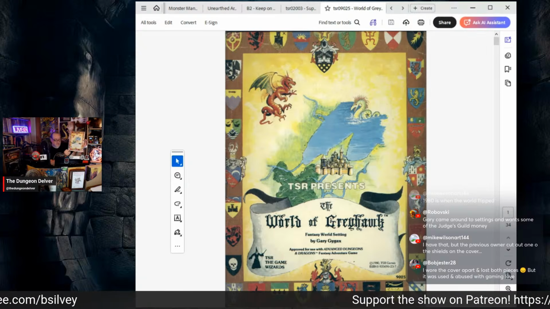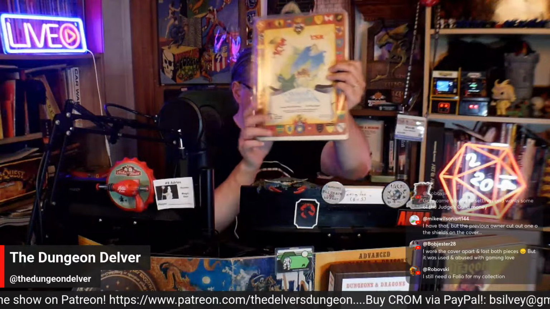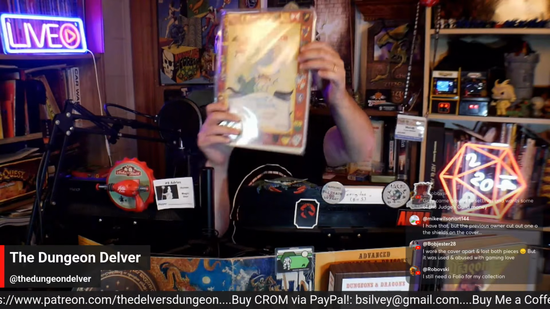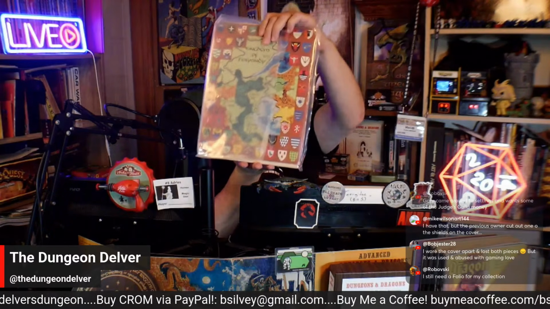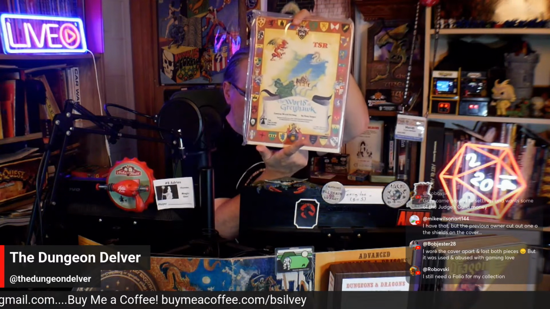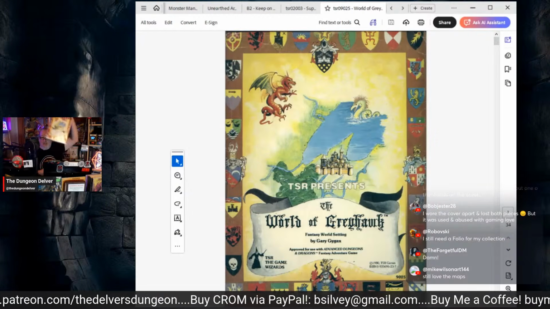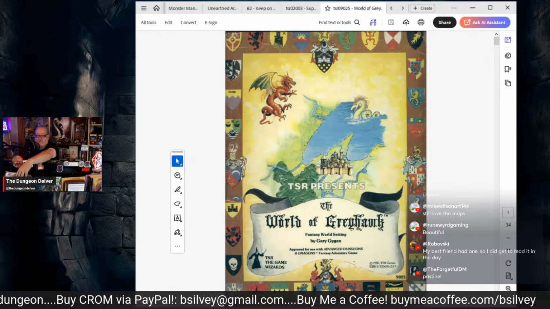But here it was. Let me do this real quick. The World of Greyhawk, the heraldry. Look at it in all of its full color glory. This guy was a chonky boy. So I'm not going to try and put it back up there. I'm going to let Durann's Gate hold it.